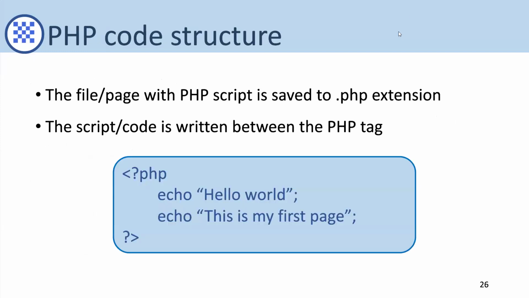And let me go through the PHP code structure. First, if you are going to create a PHP file, you need to save the file with the .php extension. When you talk about an HTML file, the extension is .html, and there you can include HTML tags and content. But if you are going to have any PHP code inside a page, you need to have the page extension as .php, right? And the script or the code is written between the PHP tags.